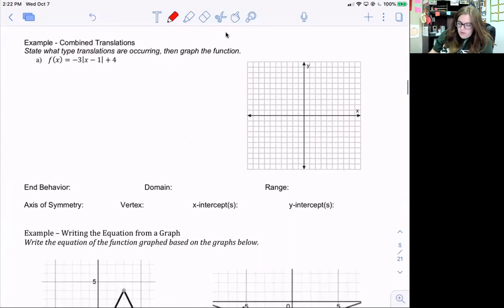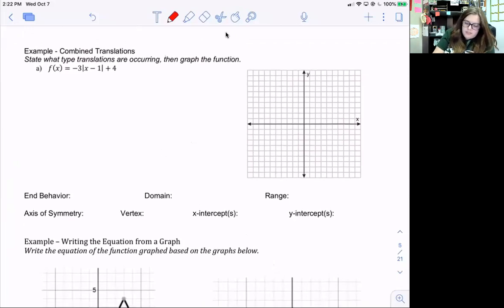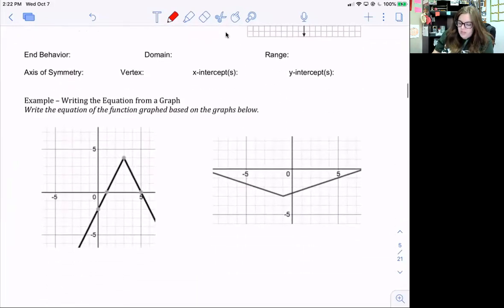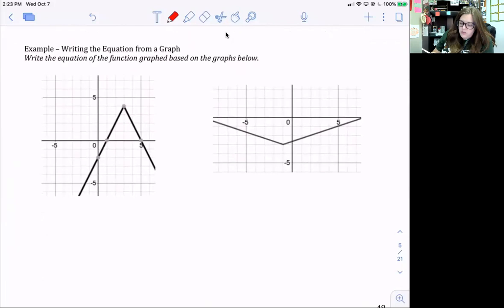All right, so I want you to try this example where we're going to kind of combine it all together. And then for these two examples, I want you to go ahead and write out what are the translations for each one. Okay, I want you to write those out for both of these graphs, and then we'll come up with the equation tomorrow as a class.